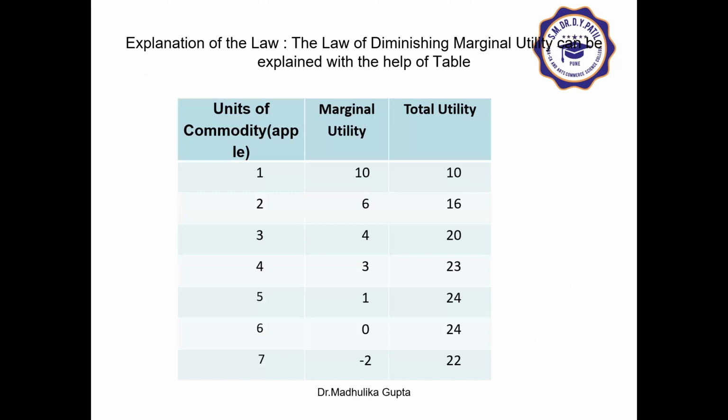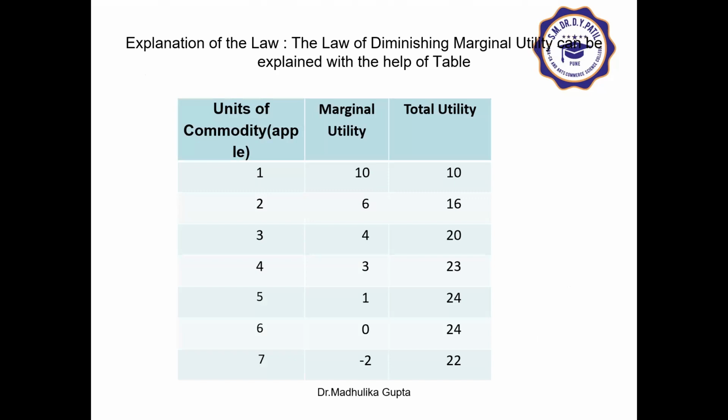So how to understand that? It is clear from the above table that when the consumer consumes the first unit of bread, I will give an example of bread here, he gets MU equal to 10. MU from the consumption of the second, third, and fourth bread is 6, 4, 3 respectively. And he gets 0 MU from the consumption of the sixth bread.